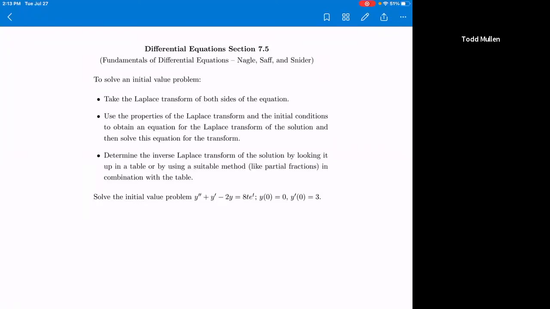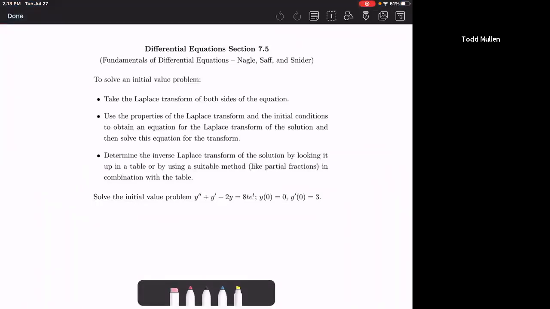This is section 7.5. We're still dealing with Laplace transforms. And today we're going to be talking about solving initial value problems. So this is how we can use the Laplace transform to solve initial value problems.